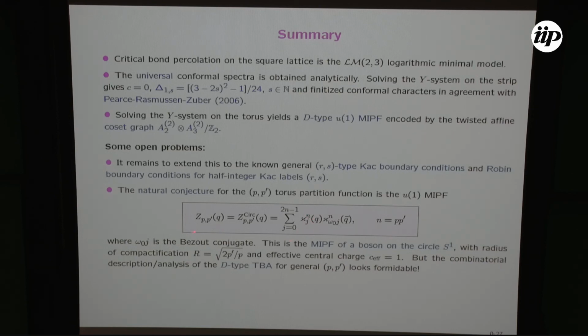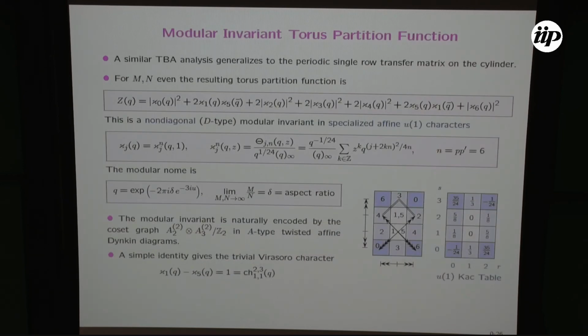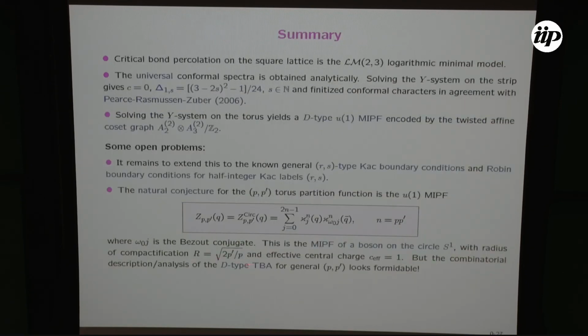And this you'll recognize, hopefully, as the modular invariant partition function of a boson on the circle with this particular radius of compactification, and the effective central charge is c effective equals 1. Actually, all of these logarithmic minimal models have c effective equal to 1. However, the combinatorial description and the analysis of the TBA, D-type TBA for these general systems looks quite formidable. So with that, I thank you for your attention.